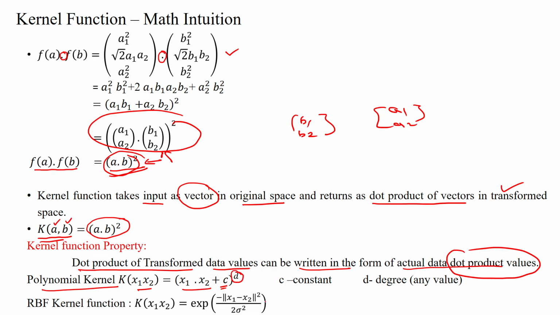Here mostly we will use the radial basis function, k of x1 comma x2, equal to the exponential of minus the norm 2 of x1 minus x2, divided by 2 sigma square. So mostly we will use the radial basis function as the kernel function to get better classification.